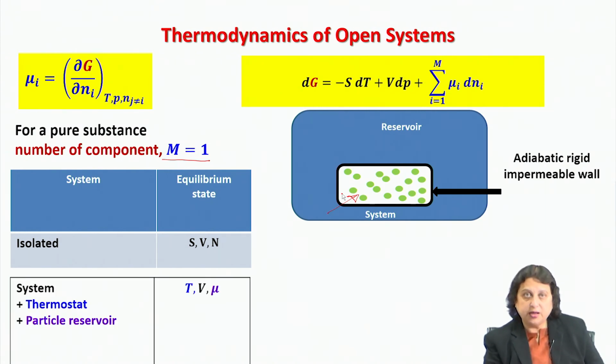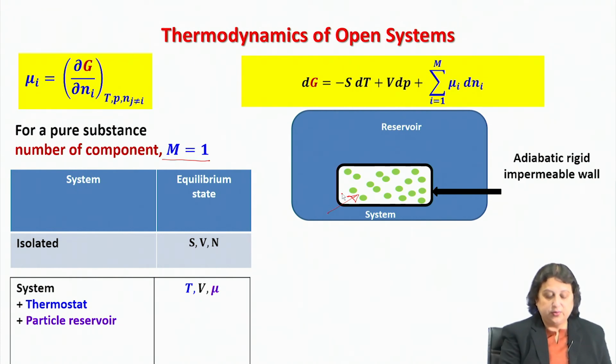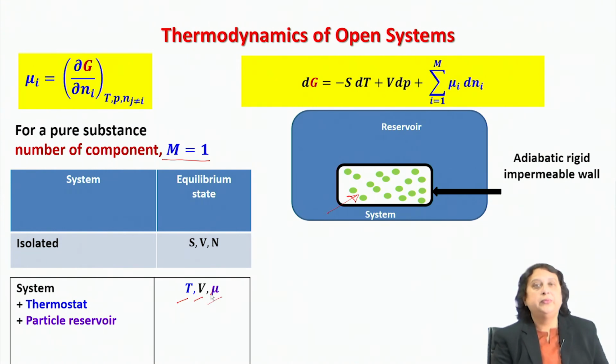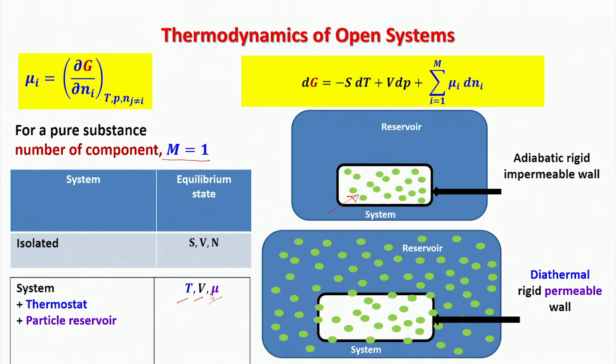Now, if I am talking about a pure substance, a system made up of a pure substance that is in contact with a thermal reservoir and a particle reservoir, then by the definition that I have introduced, I am going to define the equilibrium state by specifying the temperature, volume, and the chemical potential mu. Now, this is going to be a typical picture of an equilibrium state that I'm talking about.